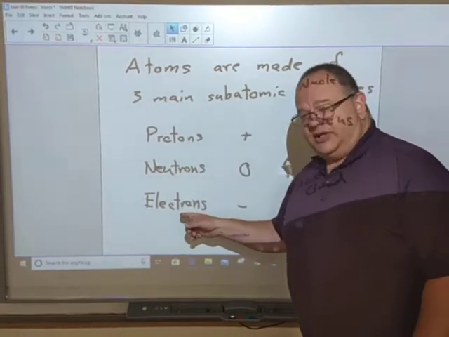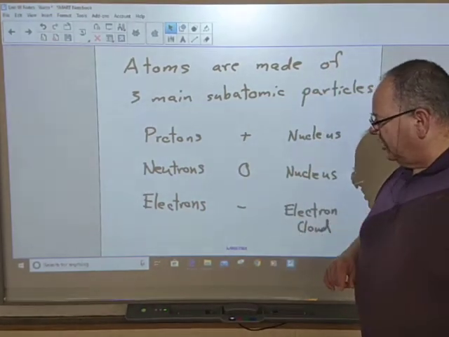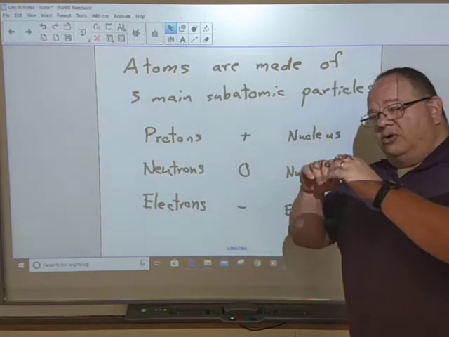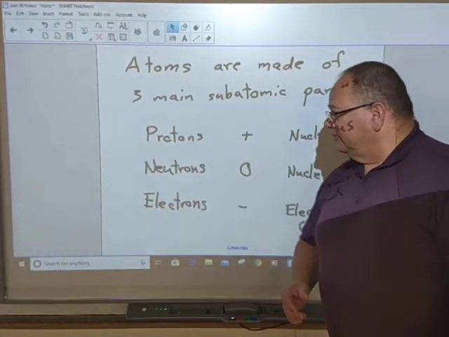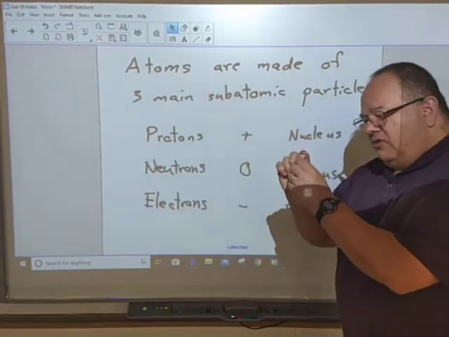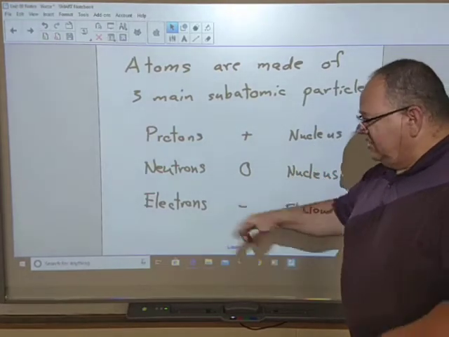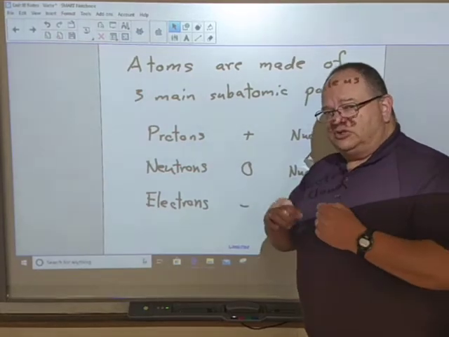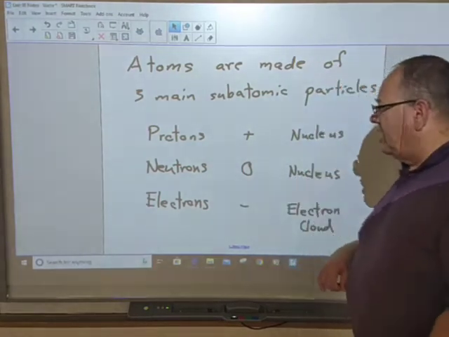And we have electrons, which have a negative charge. And they're found in the electron cloud, which is the outside of the atom. So these two are found clustered in the middle, and these are found around the outside. Make sure that you stop here and get that written down, a little chart.